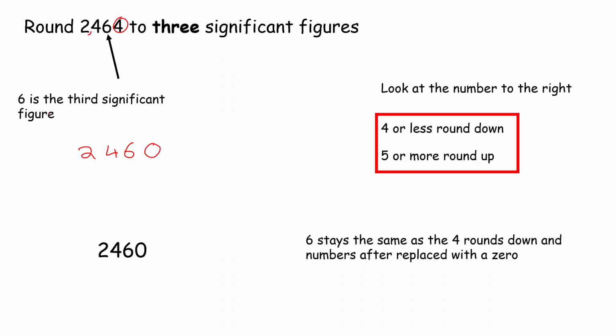Just a bit of context here. The third significant figure in this question is in the tens column, if that's the ones column, that's the tens, that's the hundreds, and that's the thousands. Because you're rounding to the third significant figure, you're rounding to the tens column, so really you're rounding to the nearest 10. 2,464 to the nearest 10 is 2,460. That's what it really means behind the scenes.